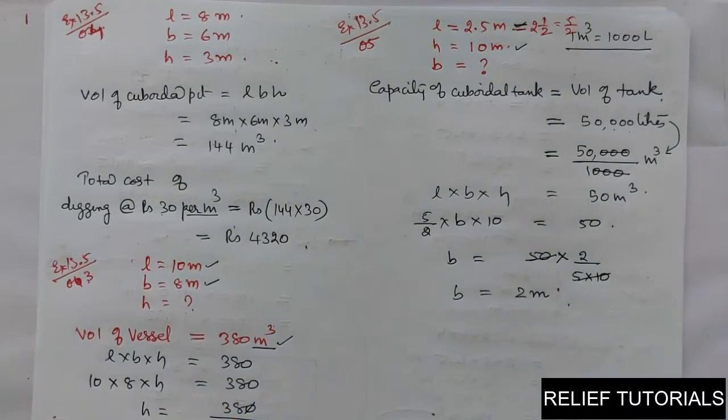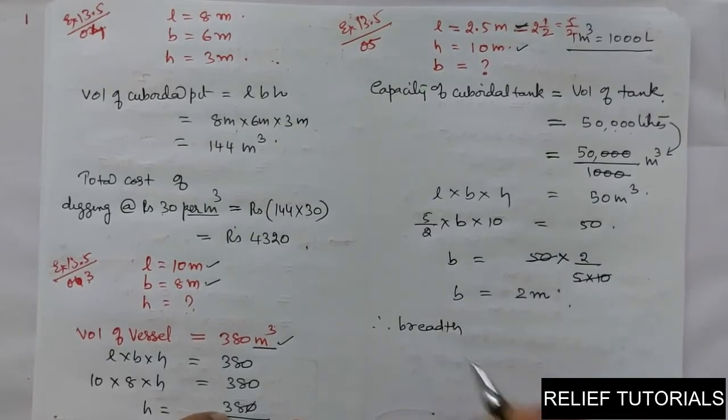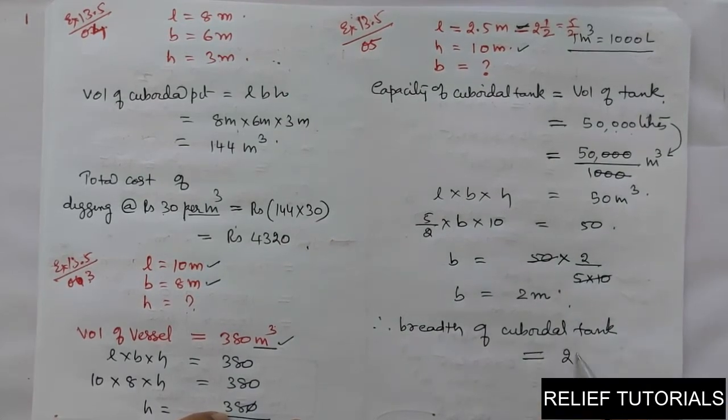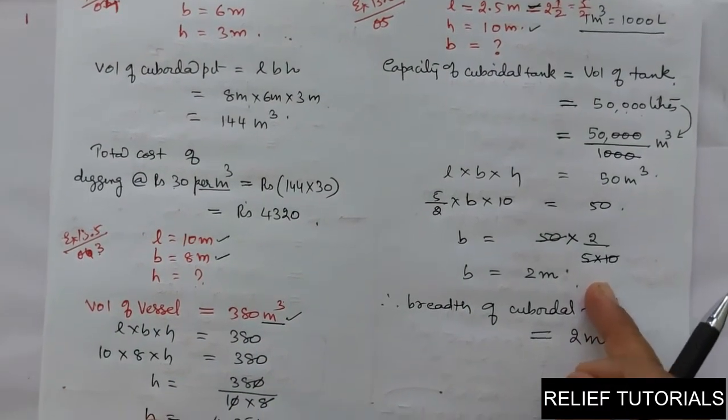So the breadth of the cuboidal tank is 2 meters. Therefore we can say breadth of cuboidal tank is equal to 2 meter. Very simple, nothing special we have done. You compare these two problems, you will come to know.